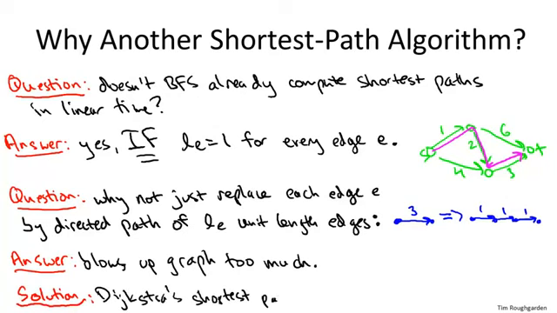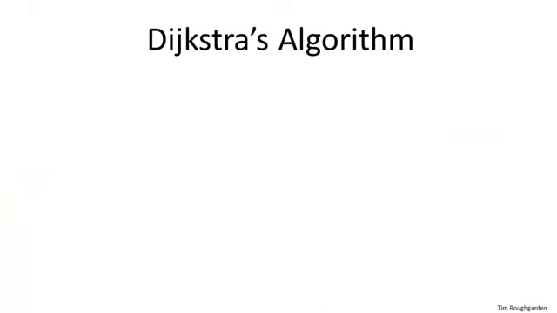So even though breadth first search runs in linear time, it's now on this much larger graph, and we'd much prefer something which is linear time or almost linear time that works directly on the original graph. And that is exactly what Dijkstra's shortest path algorithm is going to accomplish. Let's now move on to the pseudocode for Dijkstra's shortest path algorithm.